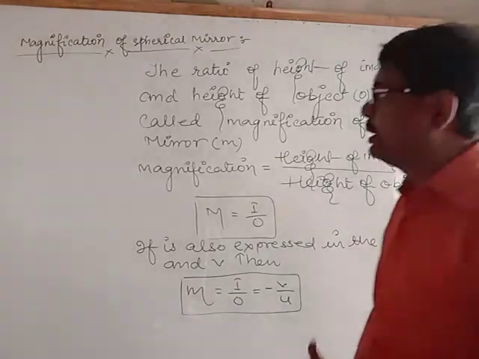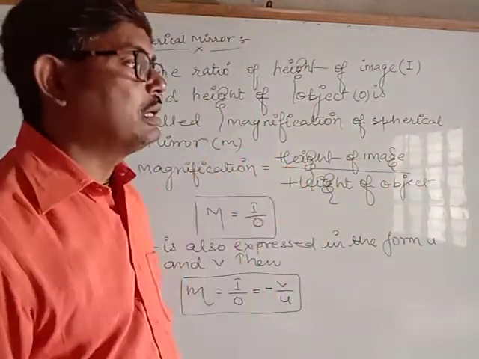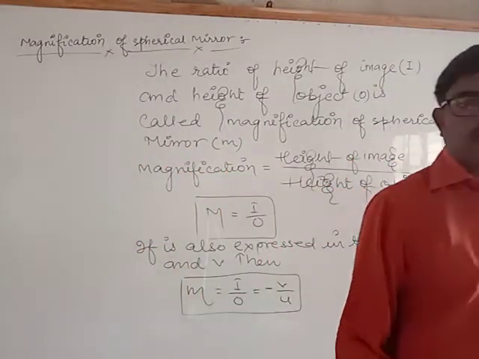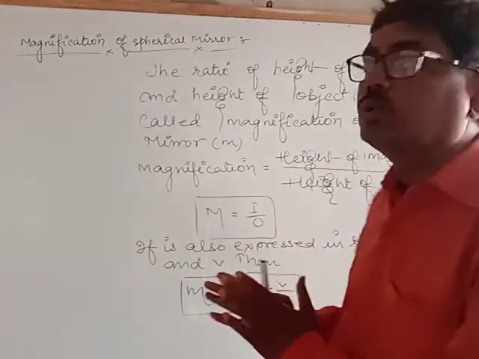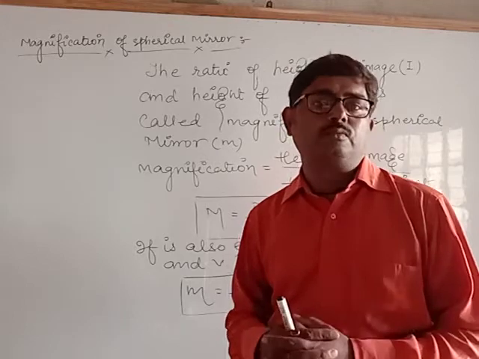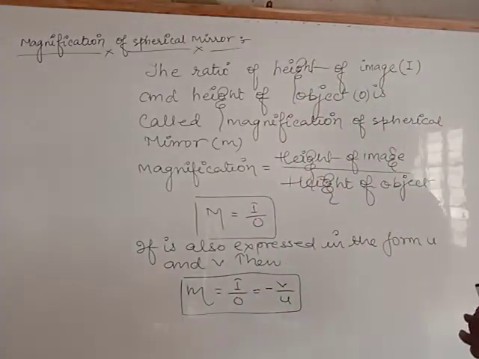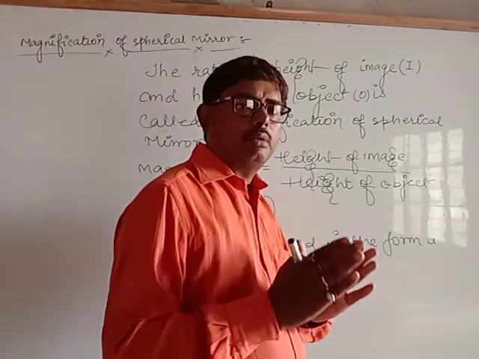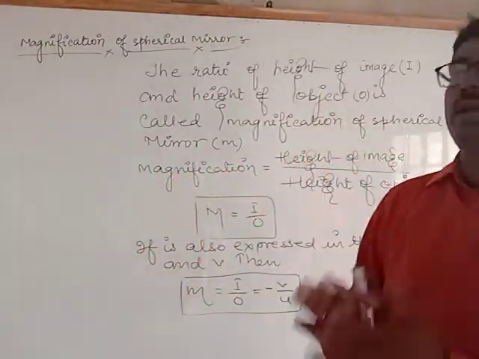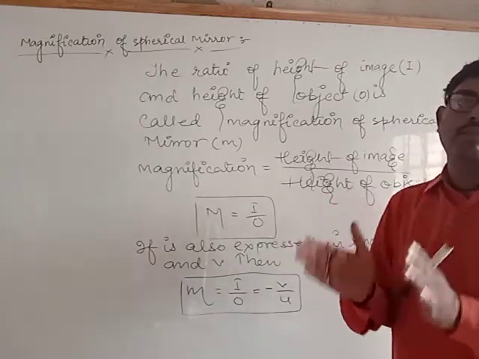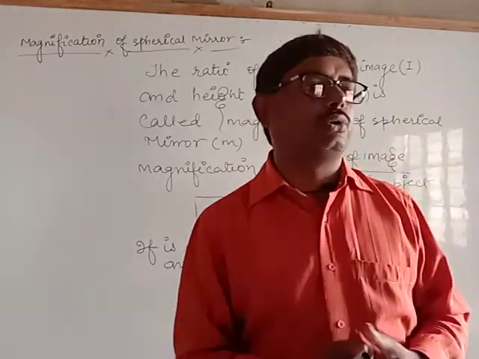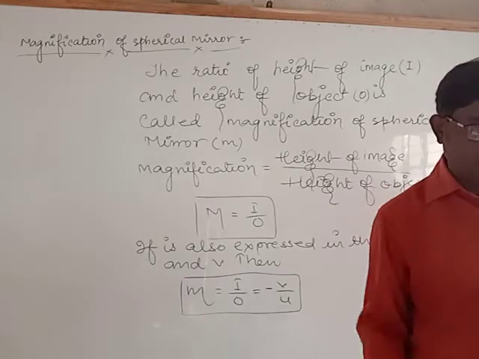Okay, magnification means how much the image is enlarged or diminished with respect to the object. How big or how small the image formed is, with respect to the object. The ratio of the size of the image to the object is known as magnification. Okay.